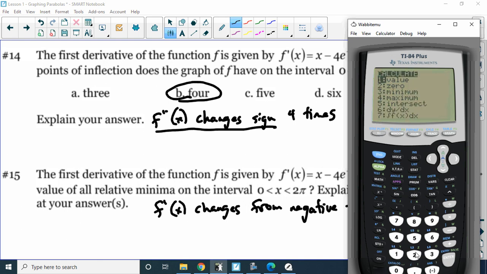So I need to calculate the zero. This one is in between 1, 2, 3, and 4. So my left bound is 3. My right bound is 4. When it says guess, I can just push enter again. 3.247.